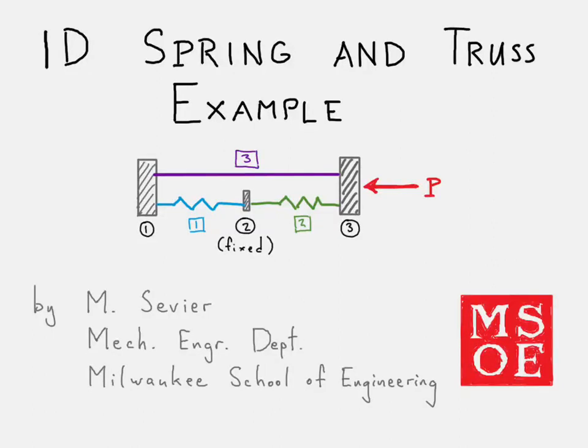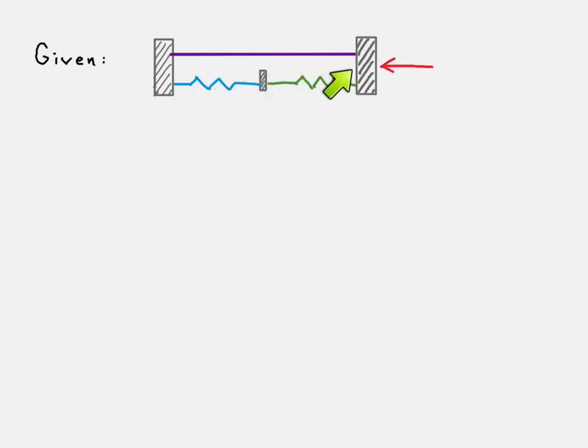This example problem involves one-dimensional spring and truss elements. Let's go ahead and get started. What we have given is one truss element connected between two rigid supports and two spring elements, a force at one end, and here in node 2 we're going to say that's fixed.